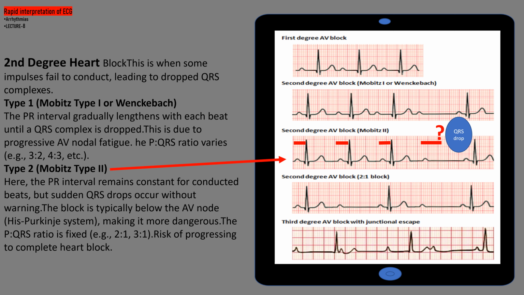In this type, the PR interval remains constant for conducted beats, but some QRS complexes are suddenly dropped without any warning. The block occurs below the AV node, usually in the His-Purkinje system, making it more dangerous. The P waves and QRS complexes follow a fixed ratio, such as 2 P waves for every 1 QRS complex or 3 P waves for every 1 QRS complex. This condition can progress to complete heart block, so it often requires a pacemaker.